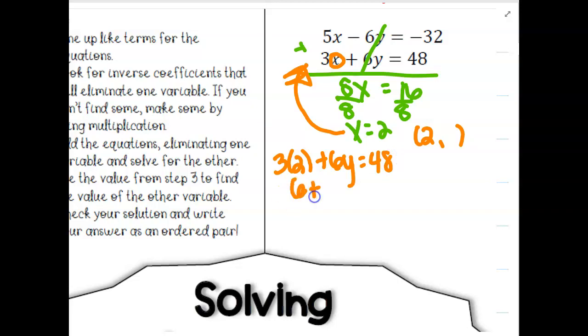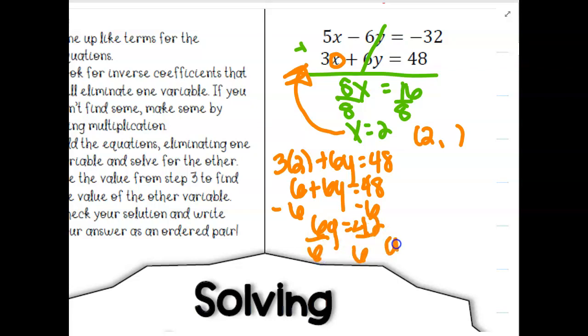We do 3 times 2 plus 6y equals 48. 3 times 2 is 6 plus 6y equals 48. Subtract 6 from both sides. We get 6y equals 42. Divide by 6, and we get y equals 7 for an answer of 2 comma 7. So that's what we did Monday and Tuesday.